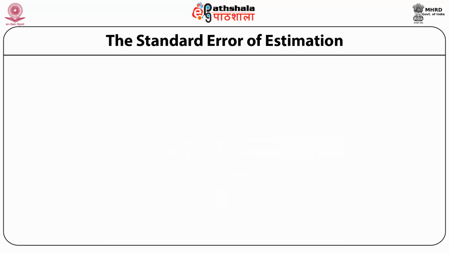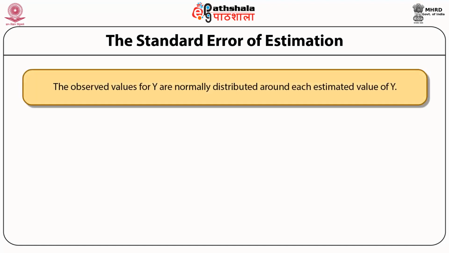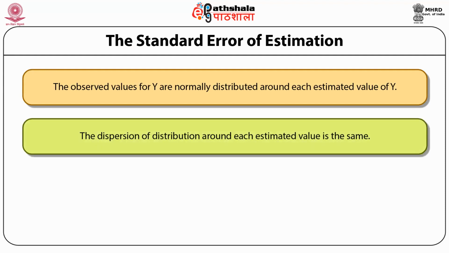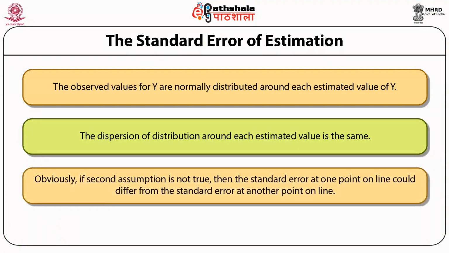Here it is important to note again two important assumptions: first, that the observed value for y, observed value meaning the actual value of y, is normally distributed around each estimated value of y, and second, the dispersion of the distribution around each estimated value is the same. Obviously, if the second assumption is not true, in that case the standard error at one point of the line could differ from the standard error at another point. It should not be there.